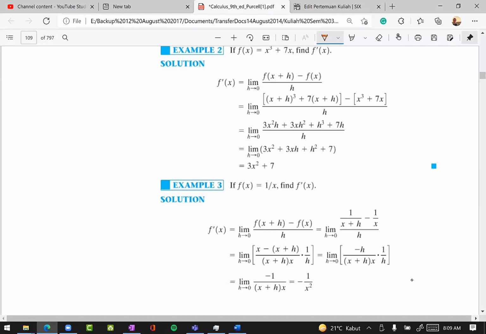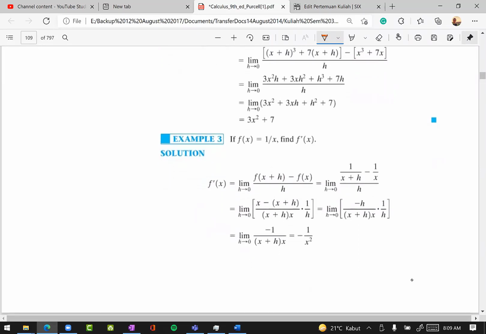And if it's just 1 over x, plug in x plus h here. So 1 over x plus h, subtract 1 over x. Let's simplify this one first. Common denominator, x plus h times x. So you get x minus this one. This becomes 1 over h. And simplify, the h cancels. So you have negative 1 over x squared. So that's the derivative of 1 over x.